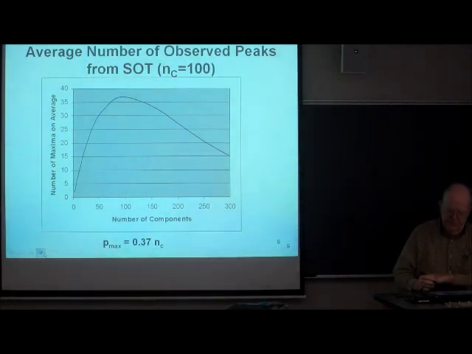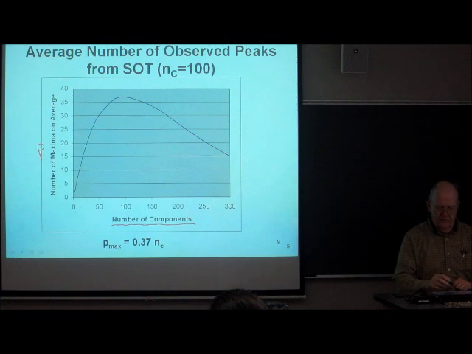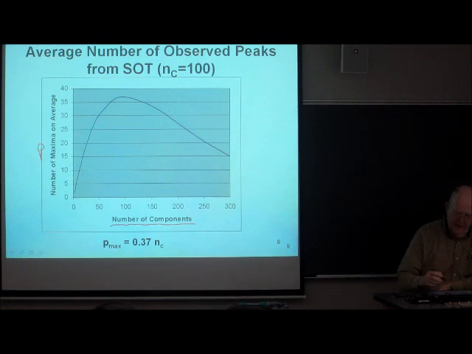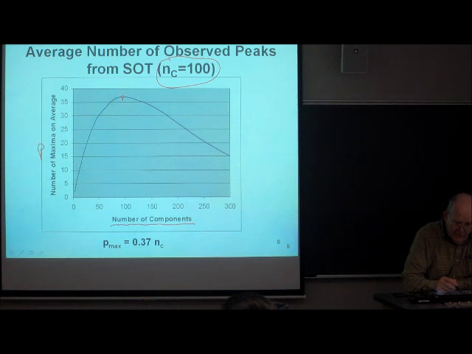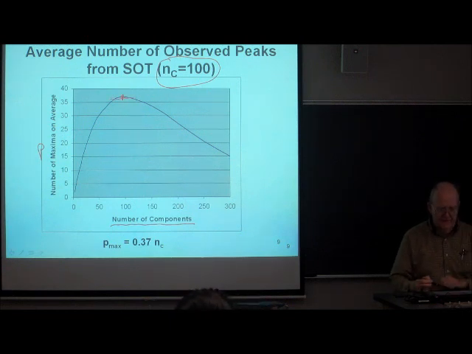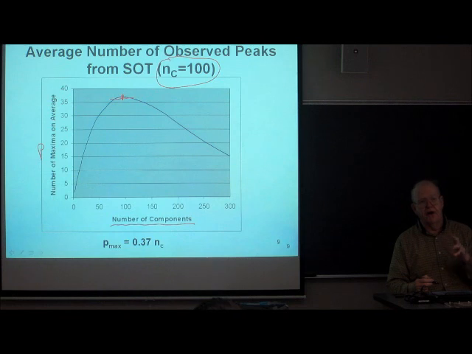This is a related plot. Instead of plotting versus the peak capacity, we're plotting versus the number of components. This is the average number of maxima, the peak number, P, versus the number of components. Here we're going to assume that we have a peak capacity of 100. The maximum number of peaks that you're going to see here, on average, is going to work out to be about 37% of your peak capacity.